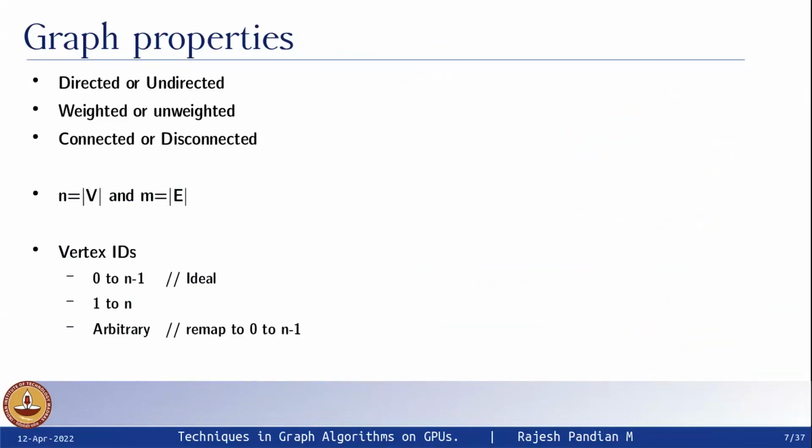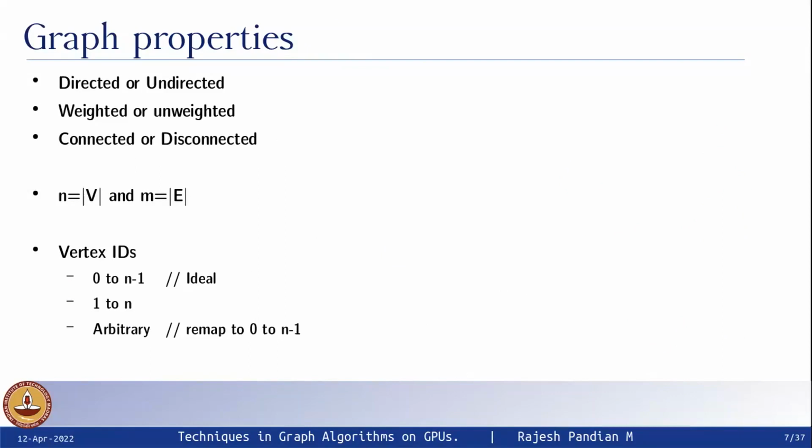So these are some of the basic graph properties that we have learned, and more or less these real graphs will map to some of these properties. The graphs may be directed, undirected, weighted, unweighted, and connected or disconnected. In the standard graph theoretic notation, we use a small n to denote the number of vertices, and m to denote the number of edges, right? Vertex IDs on GPUs are generally mapped to 0 to n minus 1, which is the ideal case.